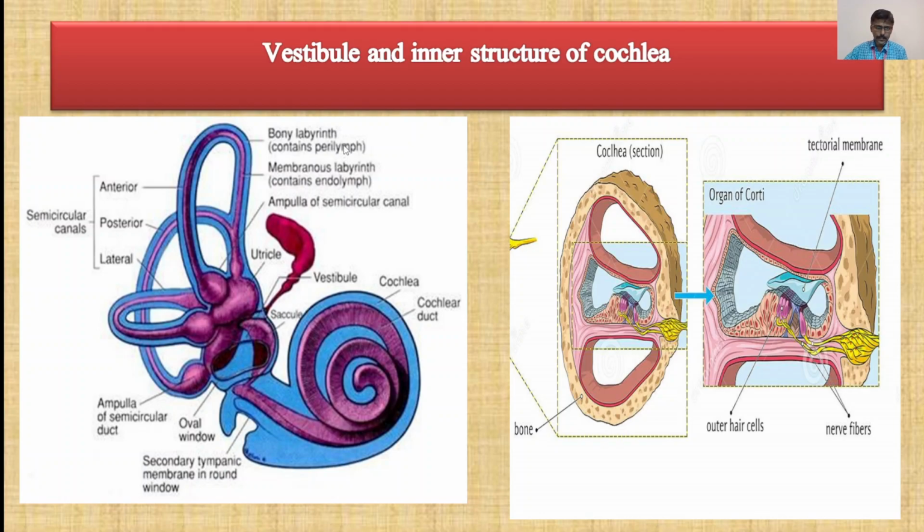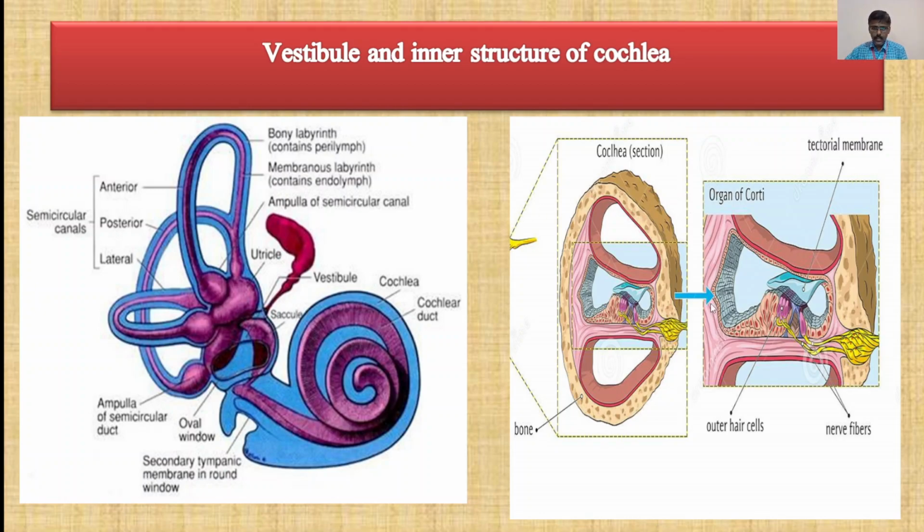It contains perilymph. Then the membranous labyrinth contains endolymph. Then this is the ampulla of semicircular canal. This is the utricle. This is the vestibule. This is the cochlea, and this is the cochlear duct. And this is the sacculus. Now this is the structure of vestibule and inner structure of cochlea.